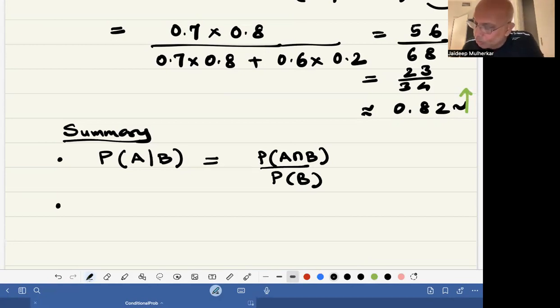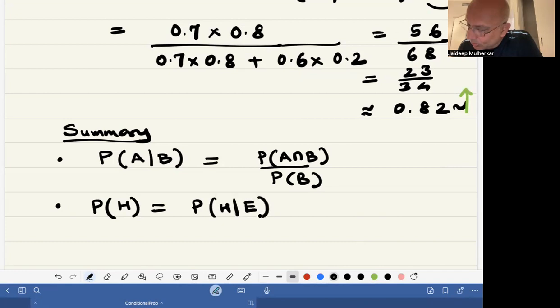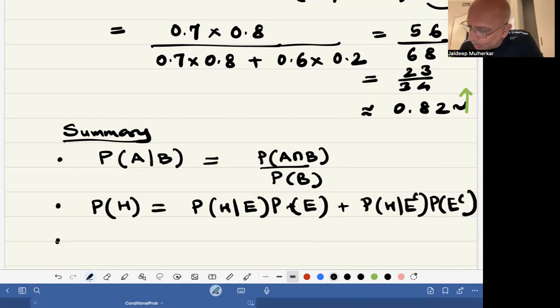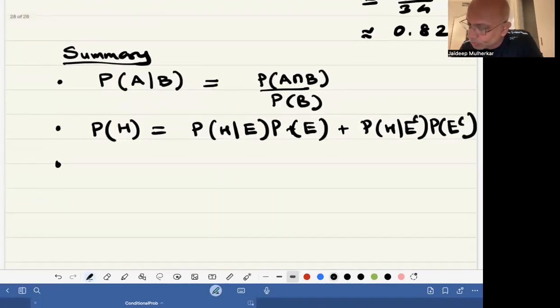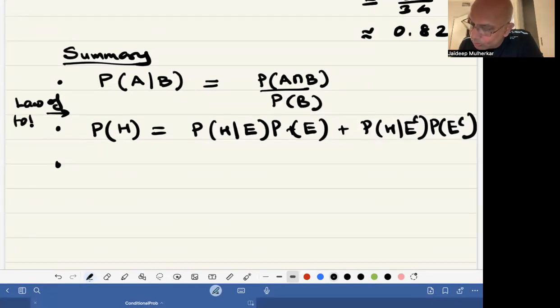And then we looked at the law of total probability. So the probability of H is equal to the probability of H given E into the probability of E, plus the probability of H given E complement into the probability of E complement. And then finally, we looked at Bayes' theorem and gave an example. So this is the law of total probability. This is the definition of conditional probability.